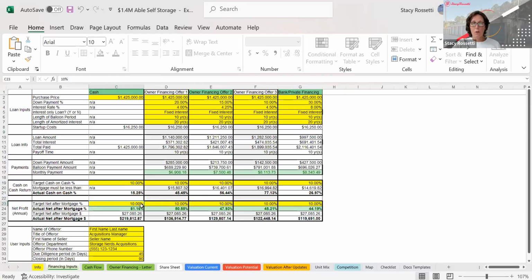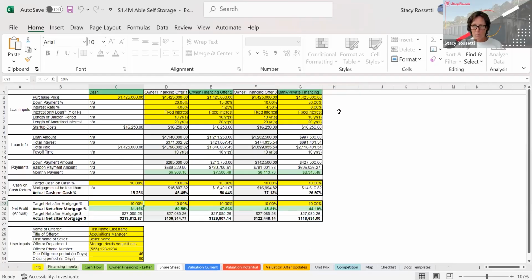And then you can also change your net after the mortgage. If you want to actually make you net 10%, then you can put it in, or 30% or 40% after you pay the mortgage. You could just put whatever number that you wanted.